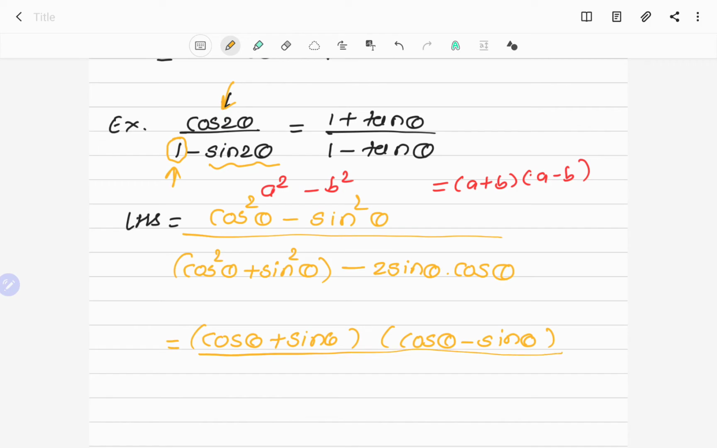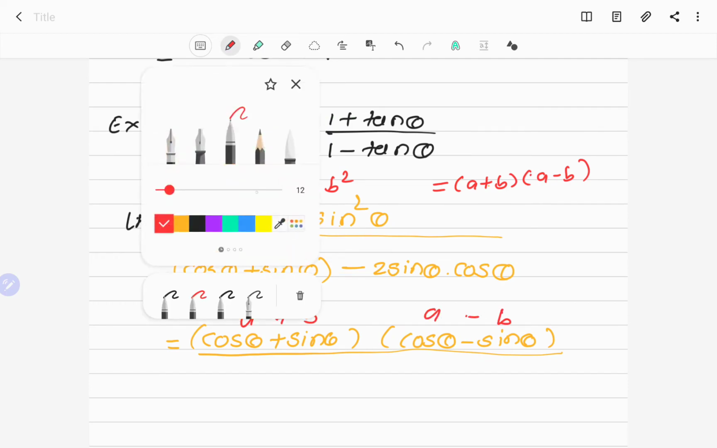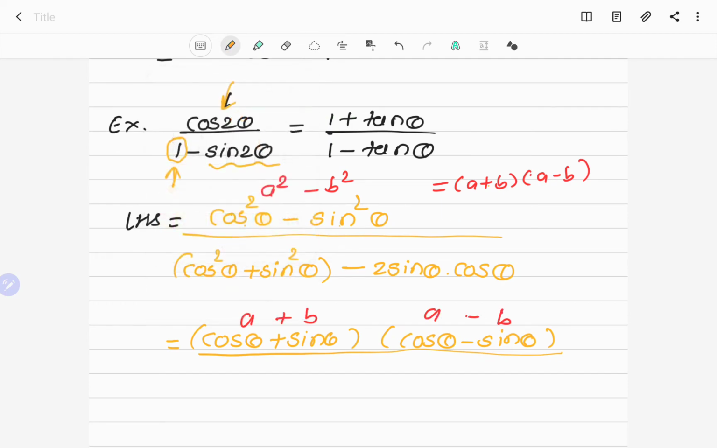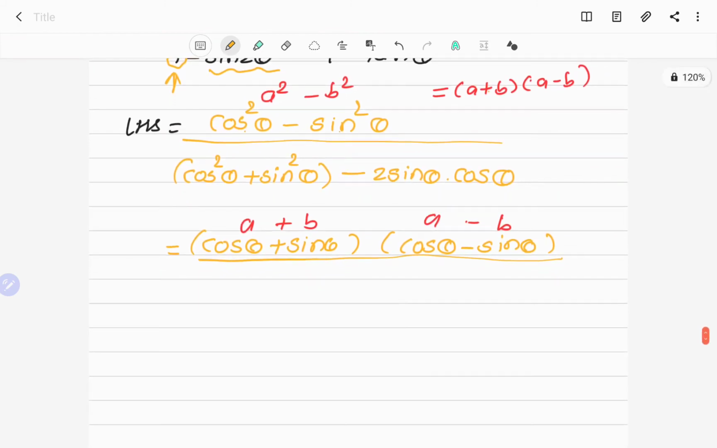So in the numerator I applied this simple a square minus b square. A square minus b square is a plus b, a minus b. So cos square theta minus sin square theta is cos theta plus sin theta, cos theta minus sin theta. You can compare this with a plus b and a minus b split up. So this is almost like applying a square minus b square equals a plus b, a minus b.